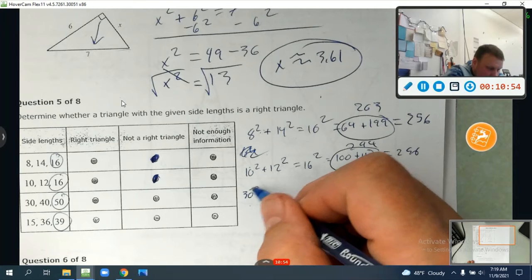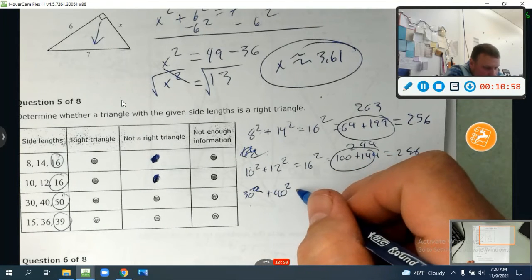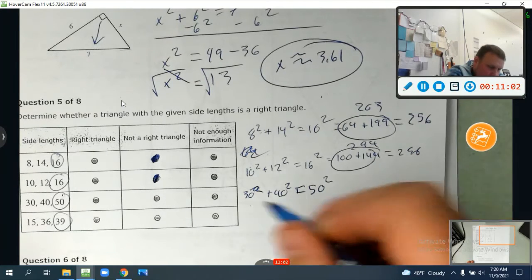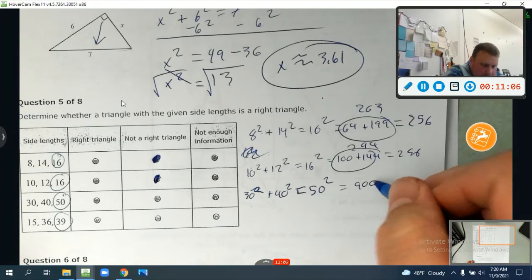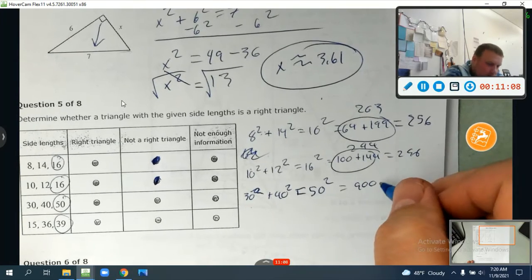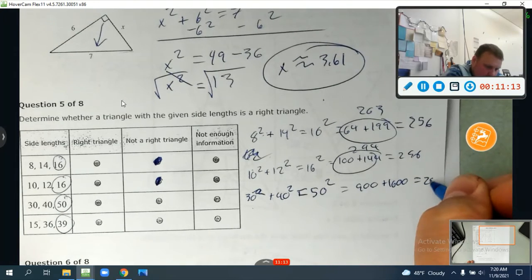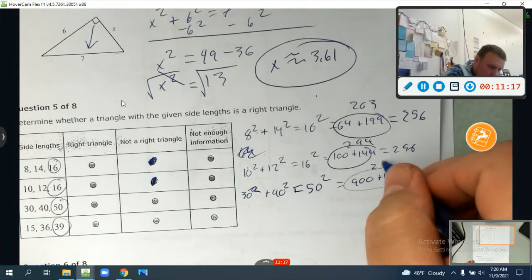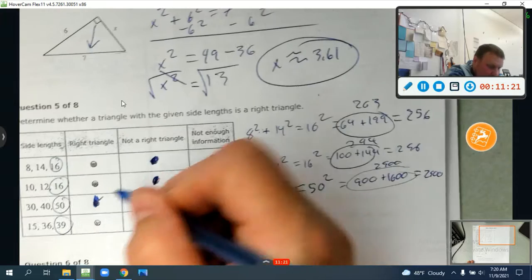30 squared plus 40 squared equals 50 squared. Well, let's see, that's going to be, I don't know, what, 900? Just 3 squared, add 2 zeros, plus 1600 equals 2500. Yeah, add those together, and I do get 2500. So that is a right triangle.